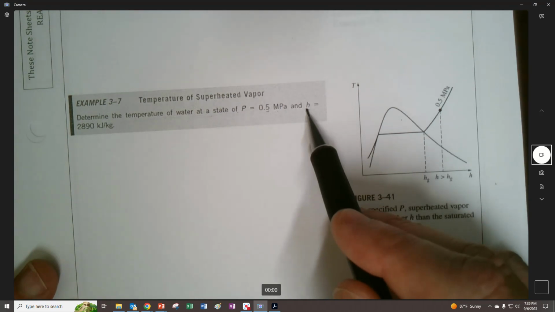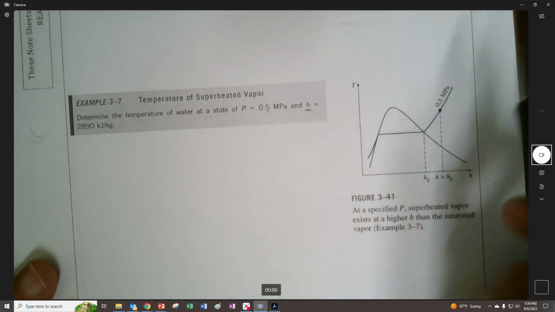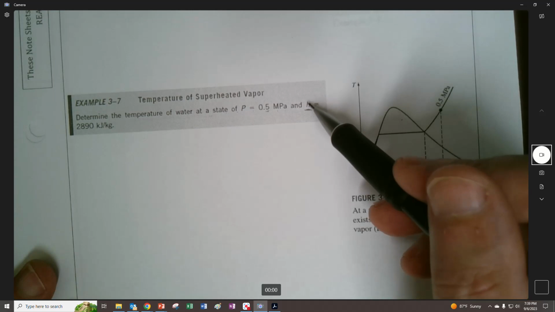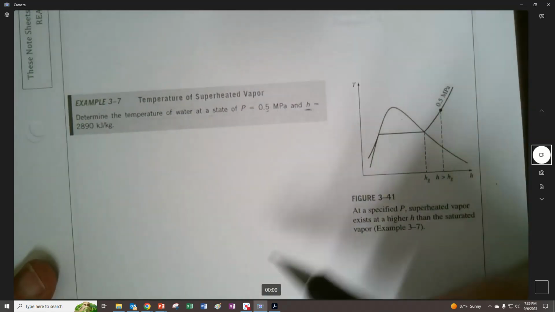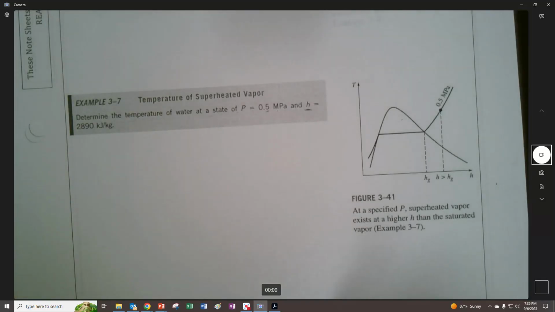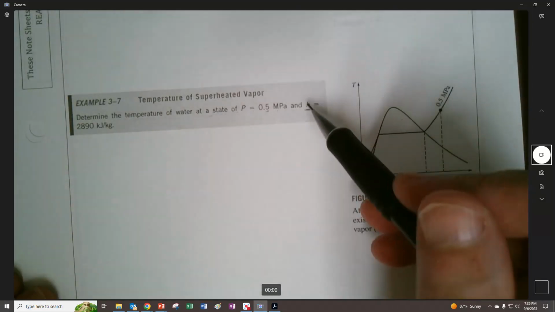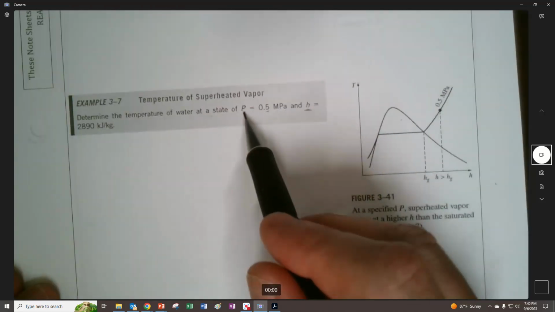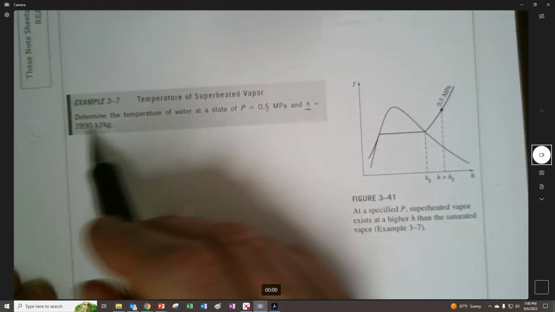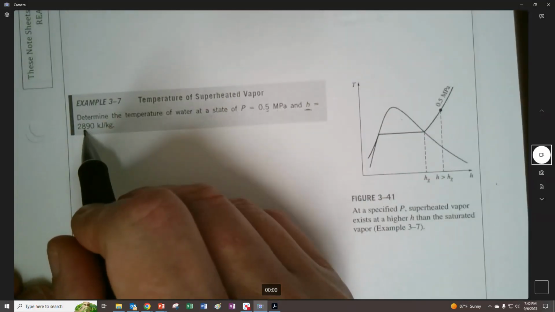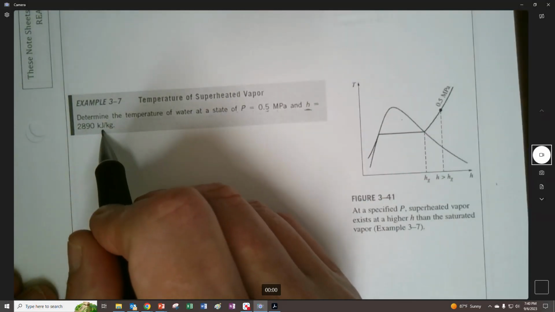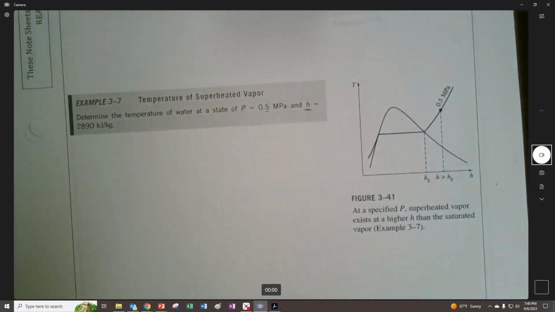And the enthalpy, which we haven't used yet, but this is a very common thing to do. Enthalpy is a very important parameter. You could think of a lot of heat in terms of a change in enthalpy. So that's a really important thing. And so we're going to go ahead and look that up. So the given was 500 kilopascals and 2,890 kilojoules per kilogram.